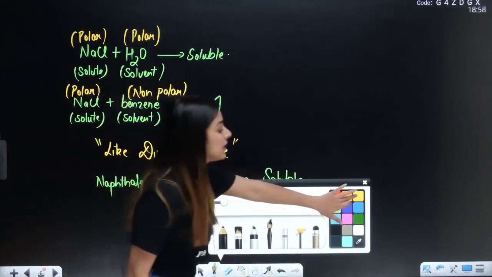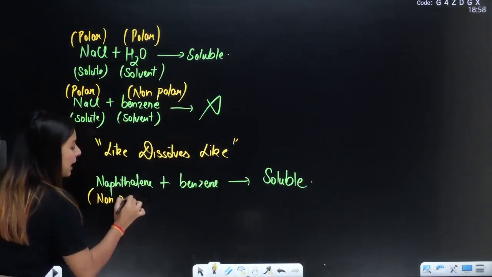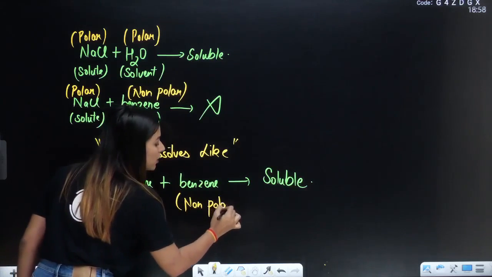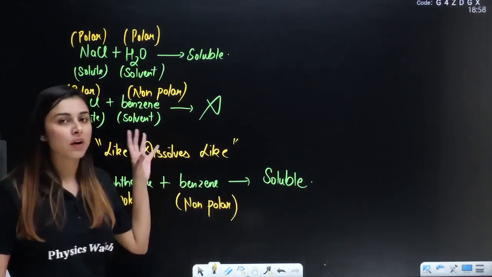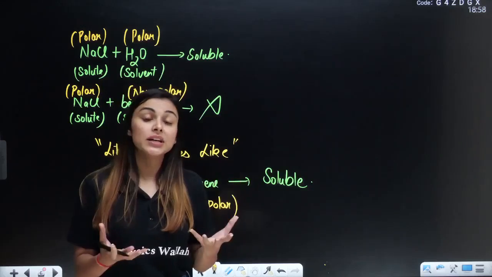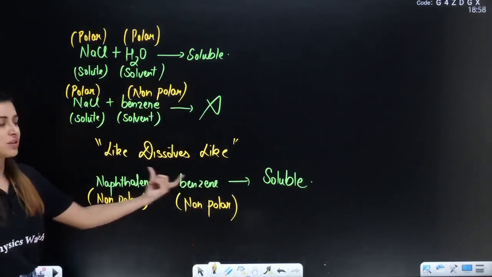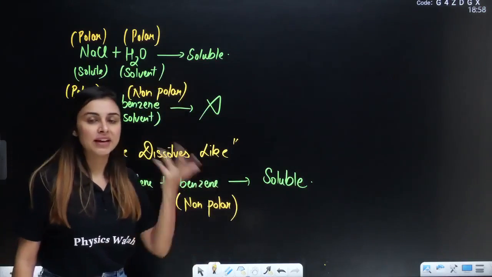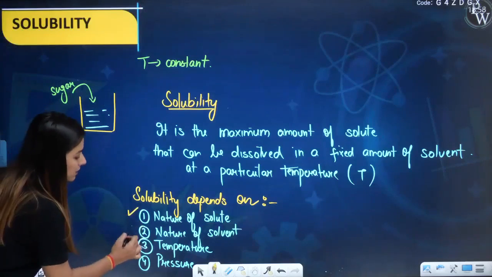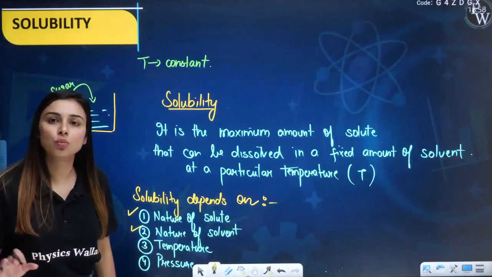Why? Because this time, my dear students, naphthalene is non-polar in nature. And similarly, your benzene is also non-polar in nature, right? Yes. So I hope you've understood that the nature of your solute and solvent actually defines whether they will be soluble or not, right? Here, this was your solute, this is your solvent, then nature actually defines whether it is soluble or not. So here we have studied these two parts.